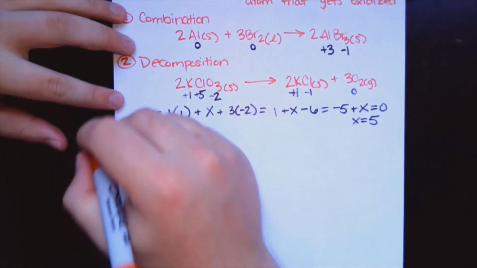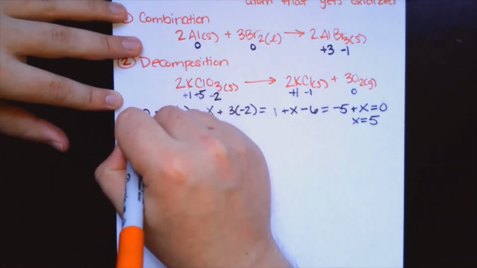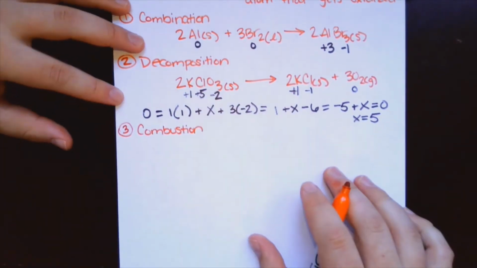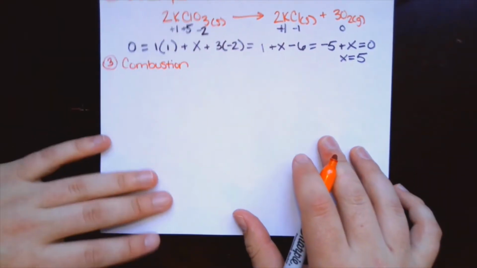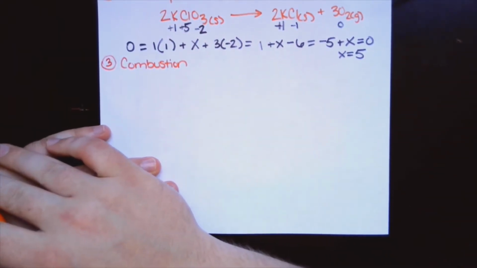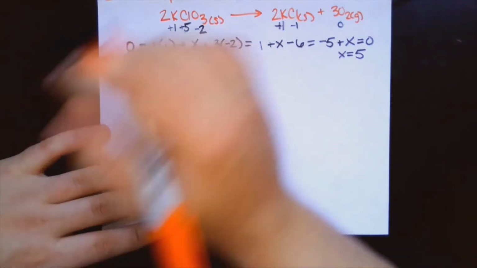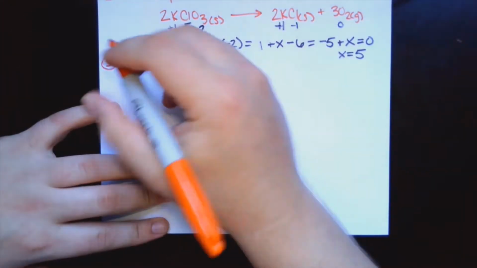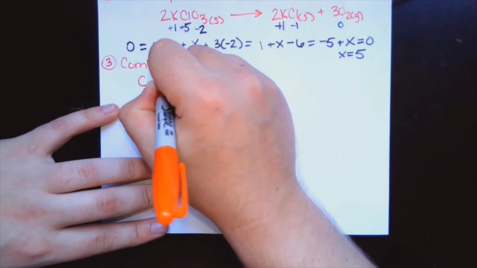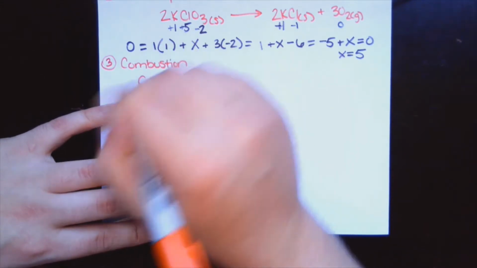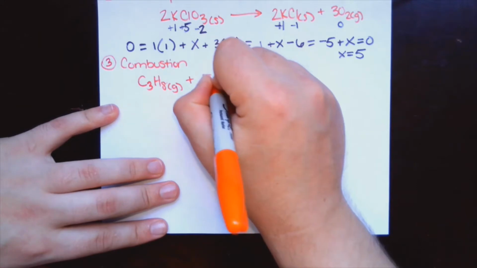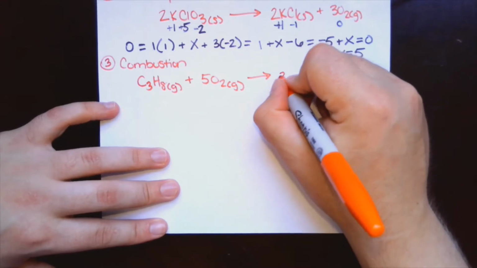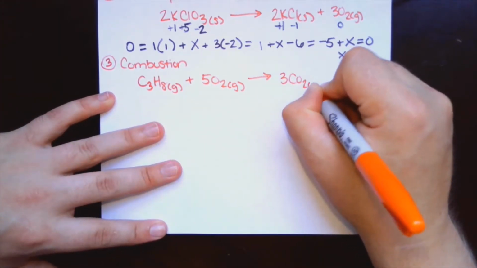Alright, reaction number 3. So this is a combustion reaction. A combustion reaction is a hydrocarbon reacting with oxygen to produce carbon dioxide and water. So a hydrocarbon is just a molecule made up of hydrogen and carbon. The identity of the hydrocarbon can change, but I'm going to use this one for this example. And it's always going to react with oxygen, and it's always going to produce carbon dioxide and water.